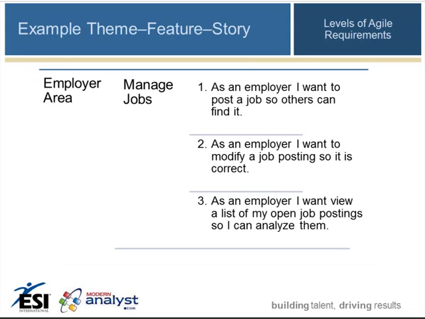Let's take a look at an example of a theme to feature to story mapping. So at the theme, we're looking at the employee area. At the feature level, we're talking about managing jobs. And at the story level, we have identified 3 user stories. As an employer, I want to post a job so others can find it. As an employer, I want to modify a job posting so it is correct. And as an employer, I want to view a list of my open job postings so I can analyze them. And so we have the 3 stories defined.